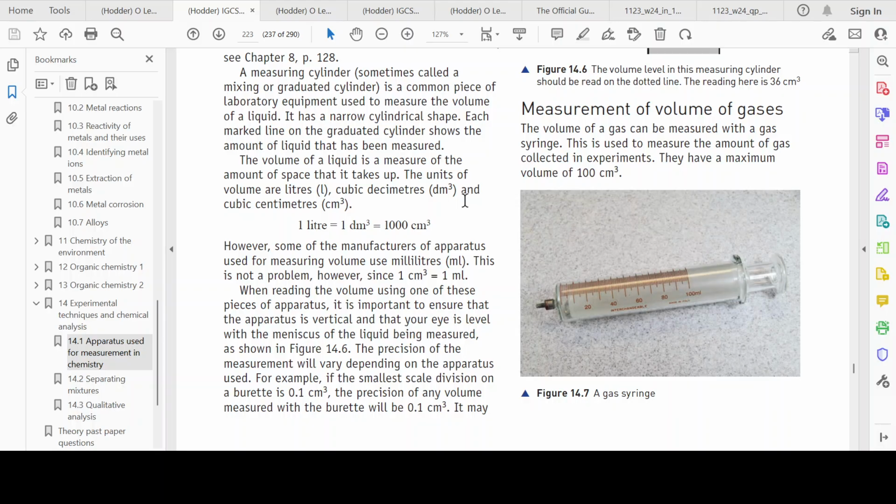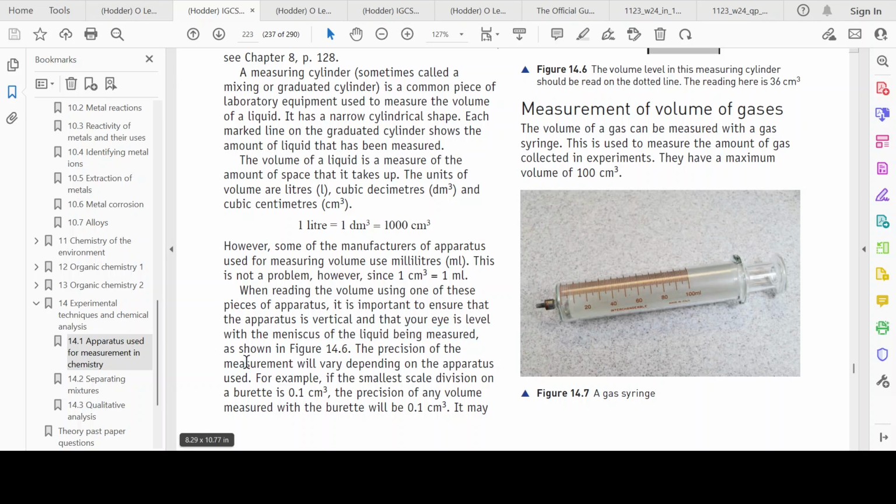But that's not what we deal with, because in science, at least chemistry, volumes are given as centimeter cube. However, some of the manufacturers of apparatus used for measuring volume use milliliters, and so I just told you that. When reading the volume using one of these pieces of apparatus, it is important to ensure that the apparatus is vertical and that your eye is level with the meniscus of the liquid being measured. So again, the parallax issue.